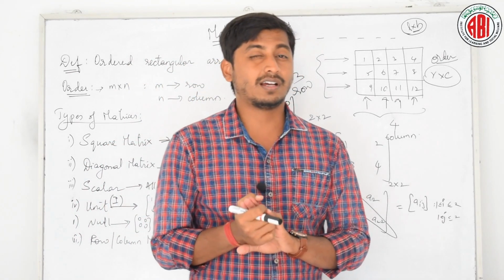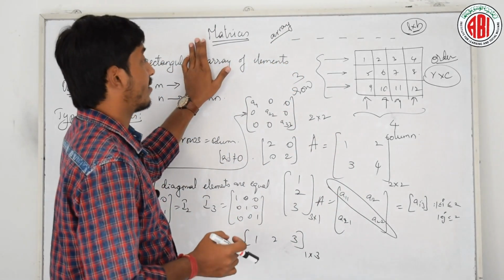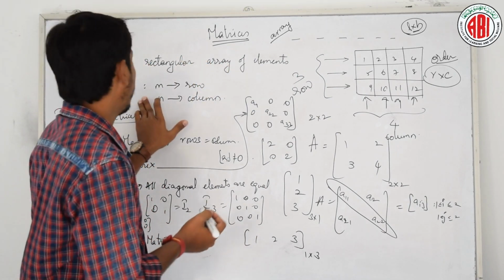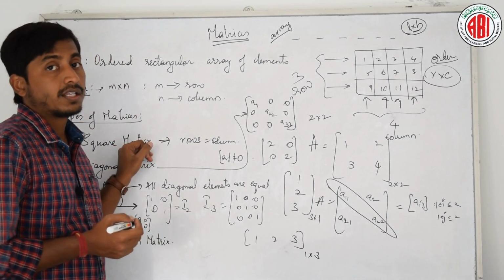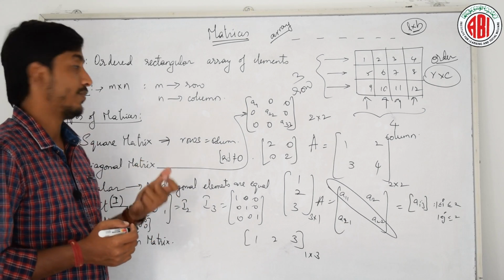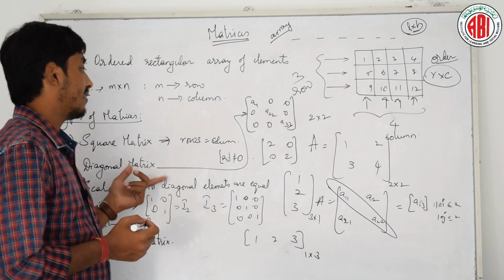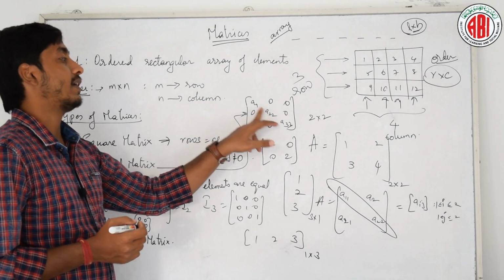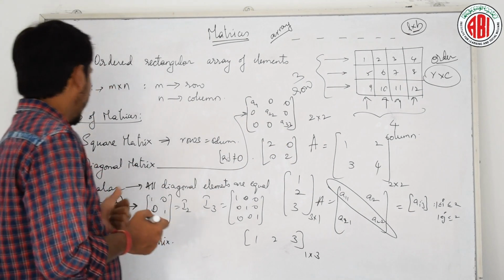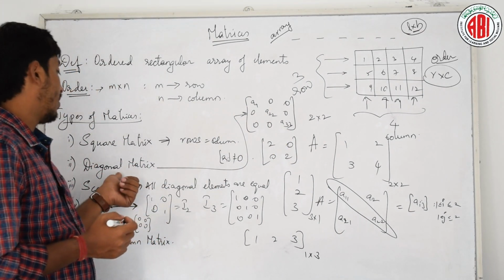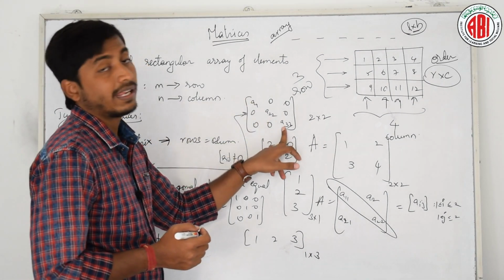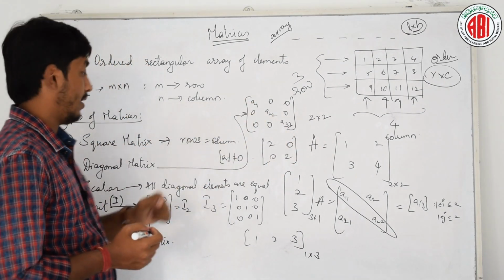Fine. What all did we learn? We started with the basic definition of a matrix, right? Then order. Then we saw the different types of matrices. A square matrix is a matrix in which the number of rows is always equal to the number of columns. Next, a diagonal matrix is a matrix in which, except the diagonal elements, all other elements are 0. A scalar matrix can also be called a diagonal matrix in which the diagonal elements are equal and all other elements are zeros.